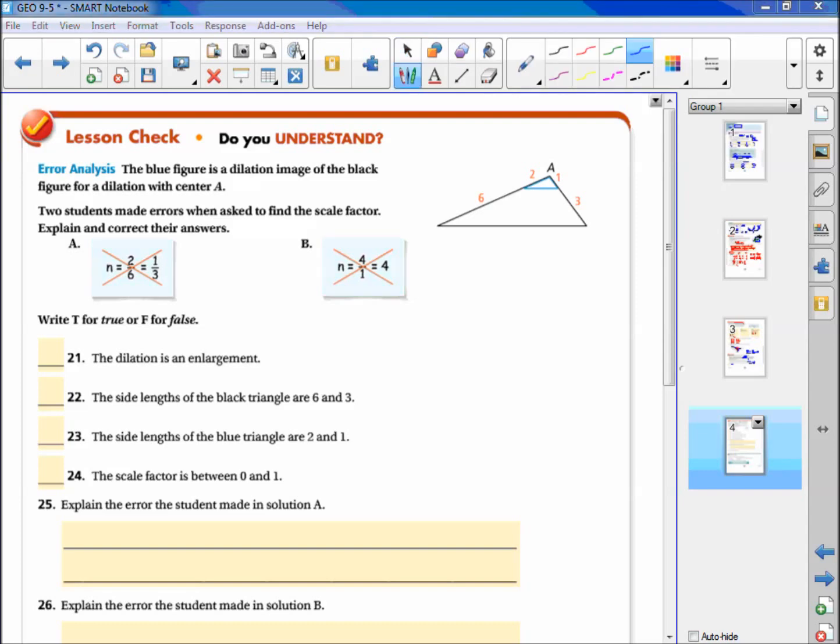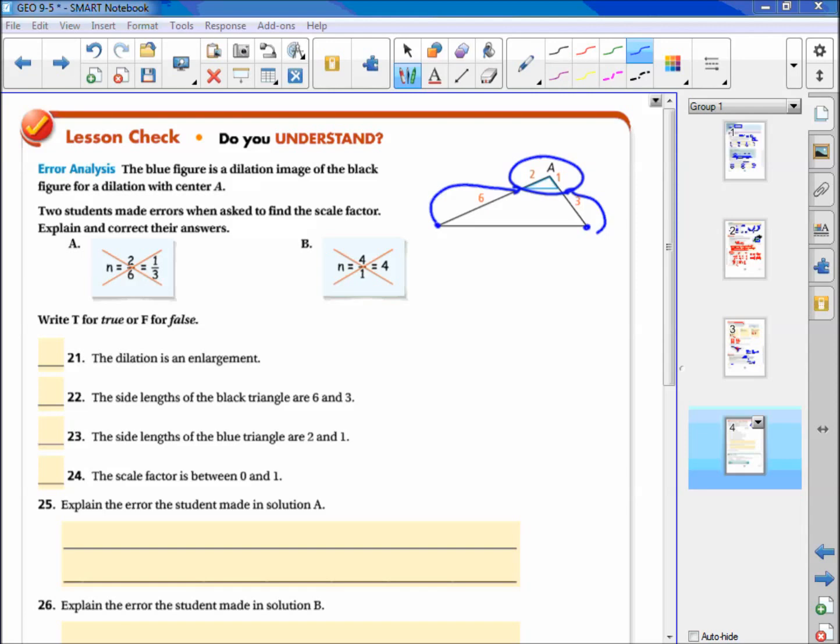Okay, welcome back. So for our lesson check, we have a "do you understand?" And this is an error analysis. So the blue figure up here, the little blue one, is a dilation of the big black triangle from center A. So notice A did not move, just like it's not supposed to. And then this point right here got pulled into here, and this one got pulled into there. So this is definitely getting smaller, okay?